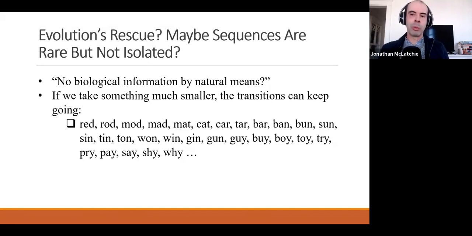And so that makes 3-letter words rare in the sense that they are outnumbered by nonsense combinations of 3 letters, and yet they don't seem to be isolated. Although they're rare, they're clustered together in sequence space. But it seems that the longer your sentence, the more not just rare, but also isolated in sequence space your sequences are going to be.